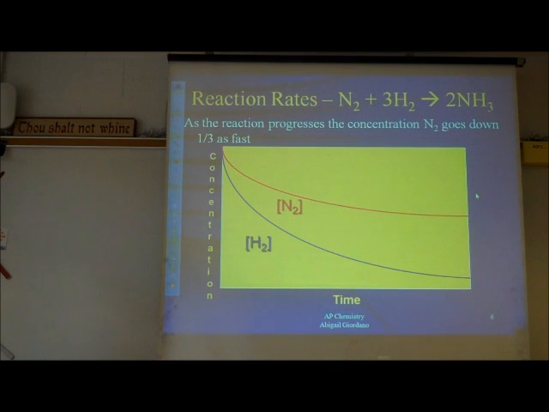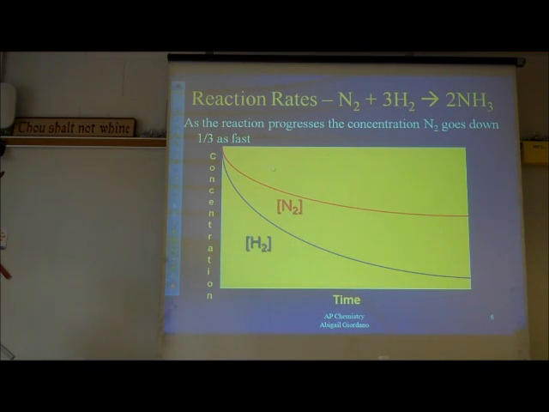But let me ask you this question. I want you to look at this reaction, at how it's balanced and all that. Why would hydrogen decrease, go away, however you want to say it? Why would hydrogen disappear faster than nitrogen? Yeah, the mole ratio. Every time we use up 1 mole of nitrogen, we're going to use up 3 moles of hydrogen. It's disappearing 3 times faster than the nitrogen.